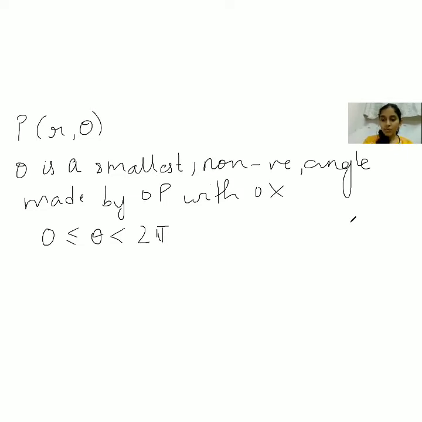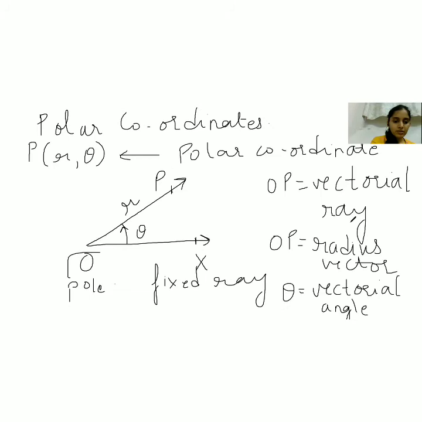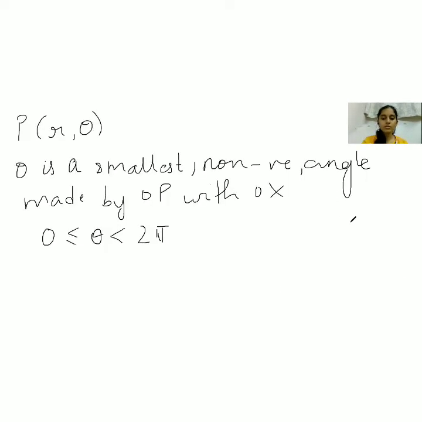Now, the pole point, that is the O point over here. This pole point has no polar coordinates. We have to remember this. The O point has no polar coordinates. It's just the fixed point, center point, which we call the pole. It has no polar coordinates.